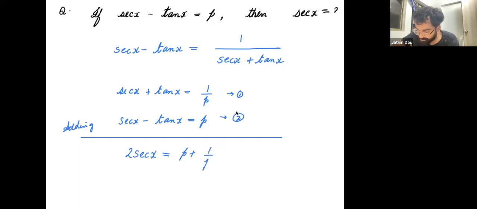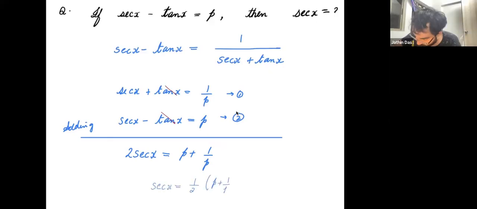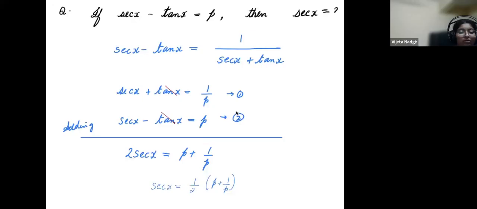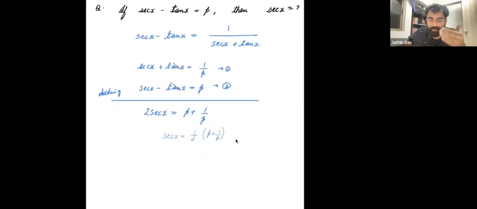Tan cancel हो जाता है. So sec x is equal to 1 by 2 into p plus 1 by p. And the same question you can do for tan also. Same question can be asked for cosec and cot also, and you can find cosec and cot respectively. Clear? So these are small things to slowly build your idea.